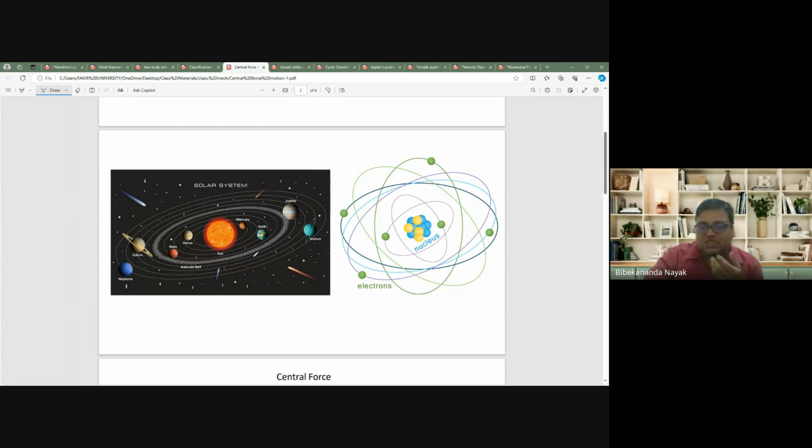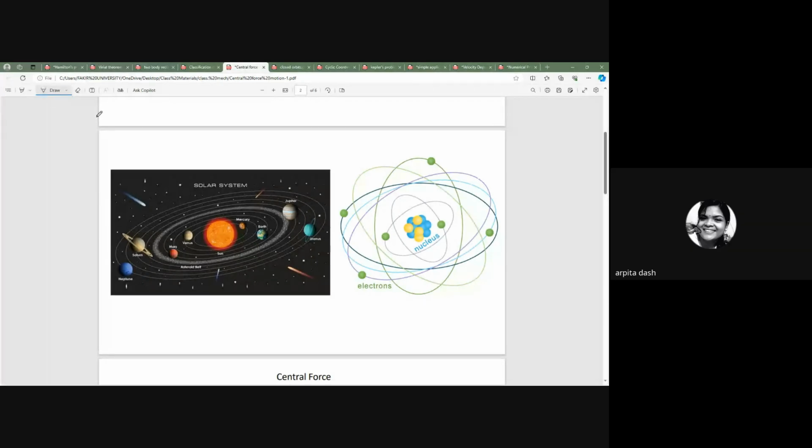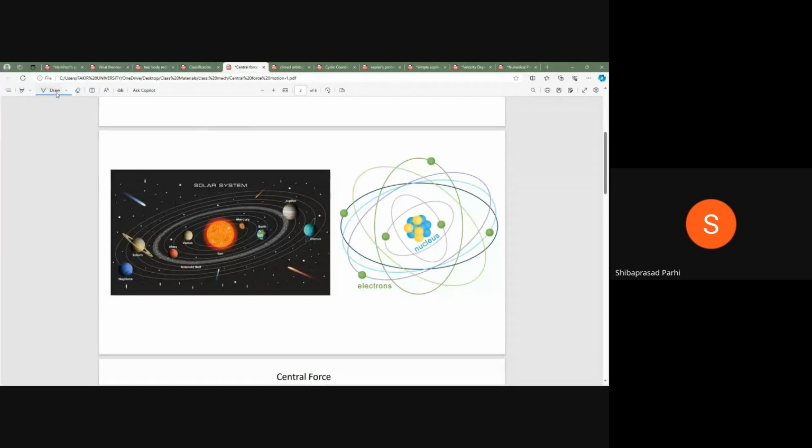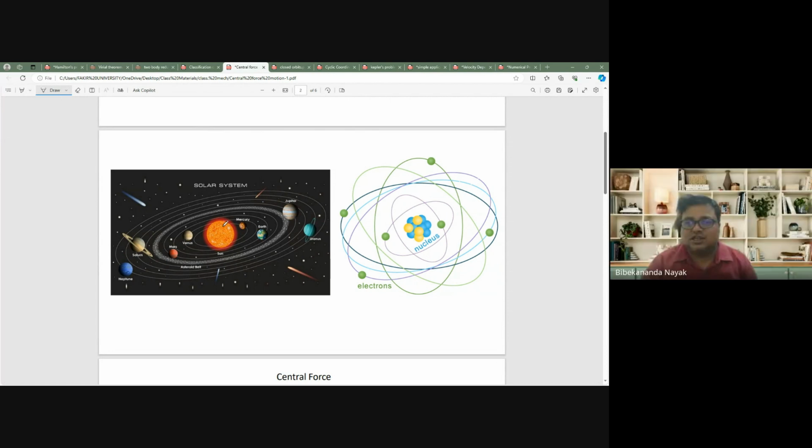Which type of forces are responsible for these two phenomena? Which force is responsible for the motion of the electron around the nucleus? Centripetal force? Which one? The electrostatic force of attraction, between the two charged particles, the electron and the positively charged nucleus. Similarly, here it is the gravitational force. But you see, the magnitudes of these two forces are similar.